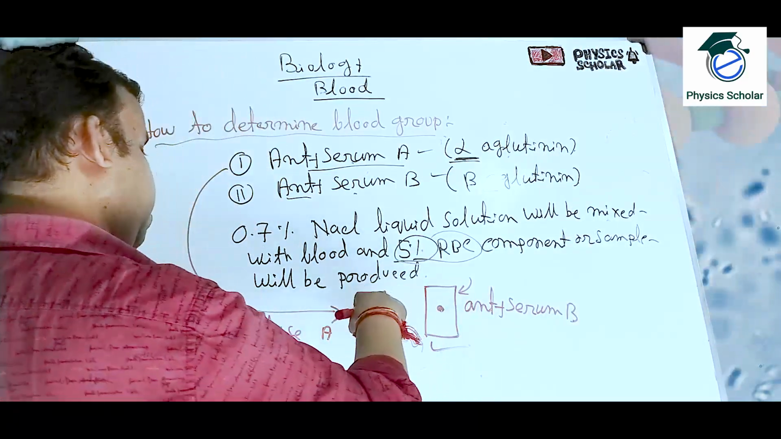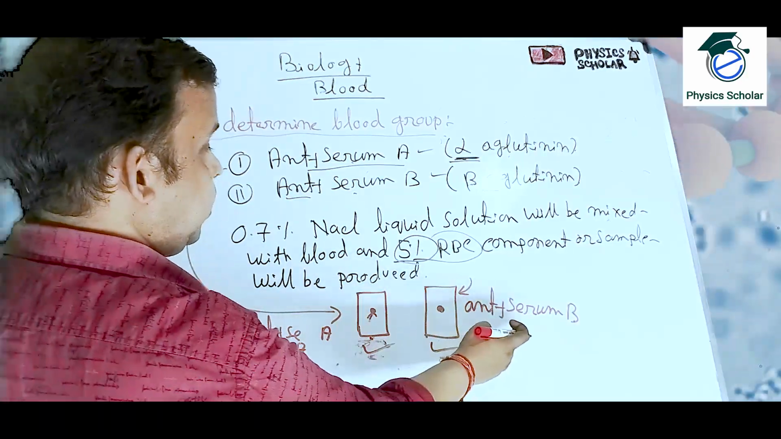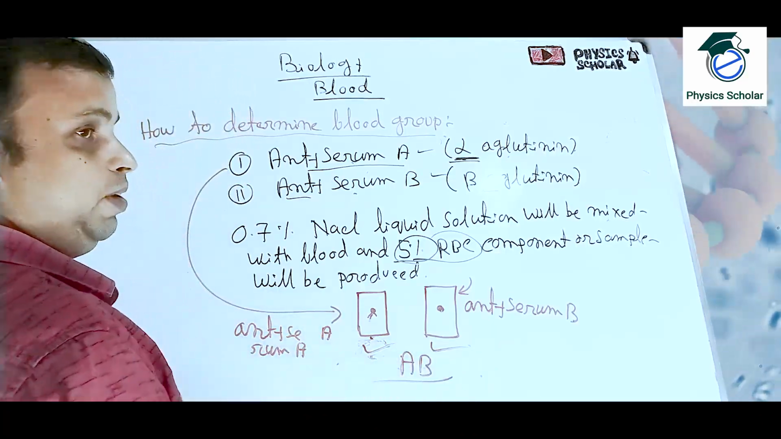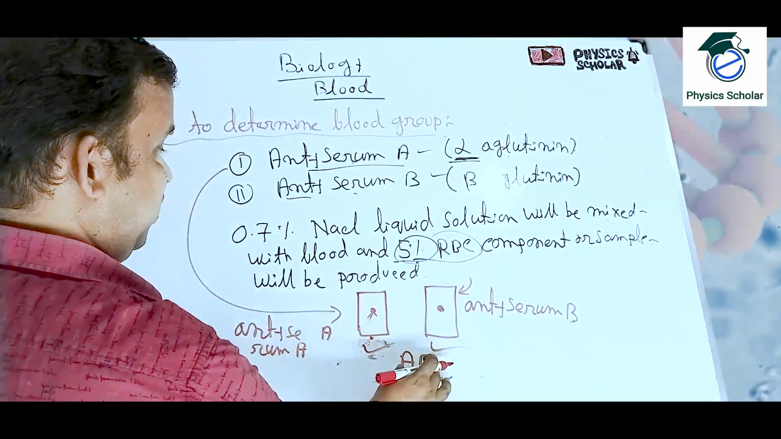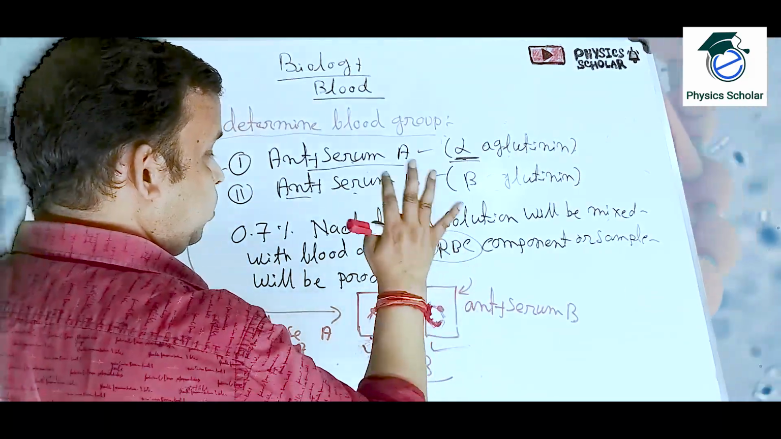Now the next, if both the samples are coagulated, that means after adding anti-serum A, it is coagulated, anti-serum B, it is also coagulated, then the blood group will be what? AB. That's why AB cannot be given to any other blood groups. Clear? So it will react and it will be coagulated.